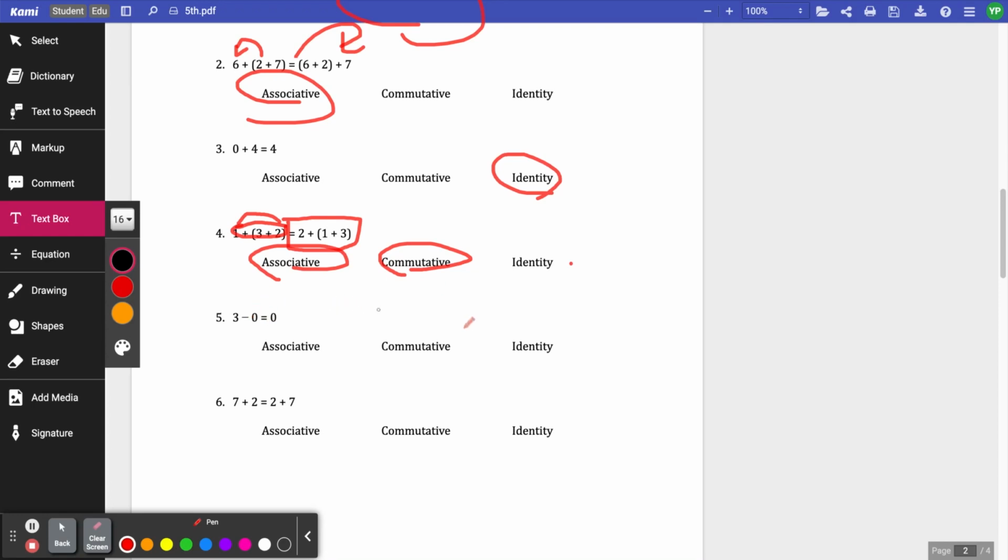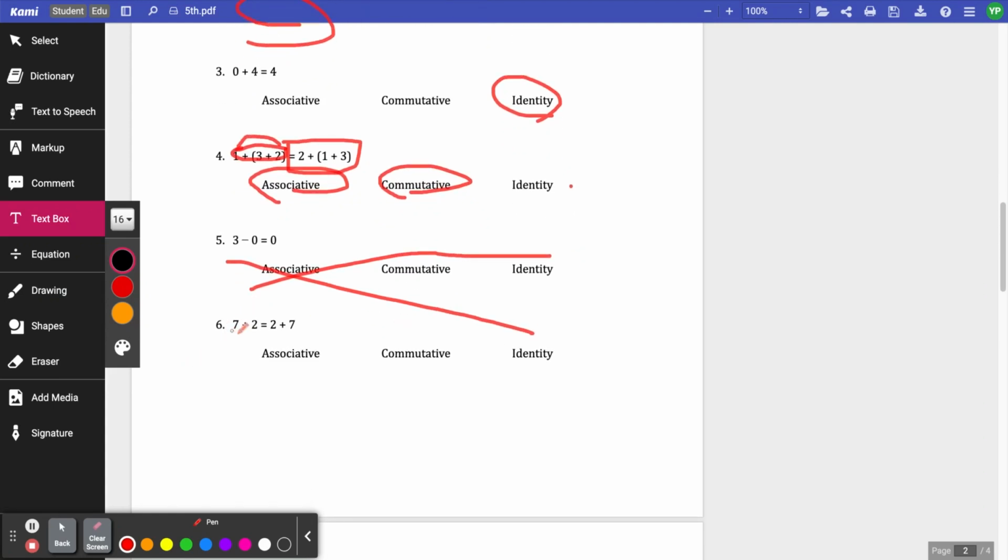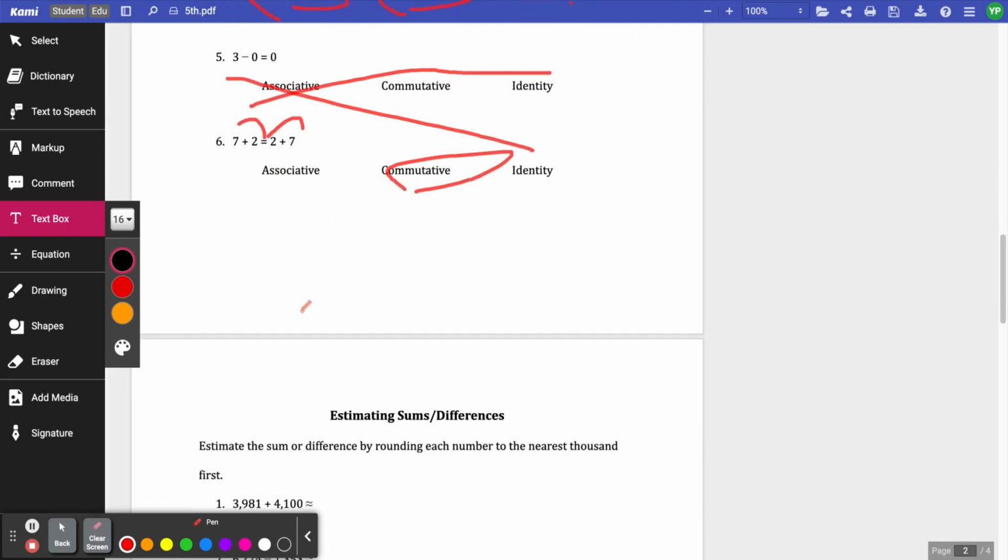And for this one, I think it's going to be none of these, right? Because it has nothing to do with addition. So I think you could just put like nothing. I don't know. And we'll just work on number 6. 7 plus 2 equals 2 plus 2. That's commutative because you see how they switch these two numbers.